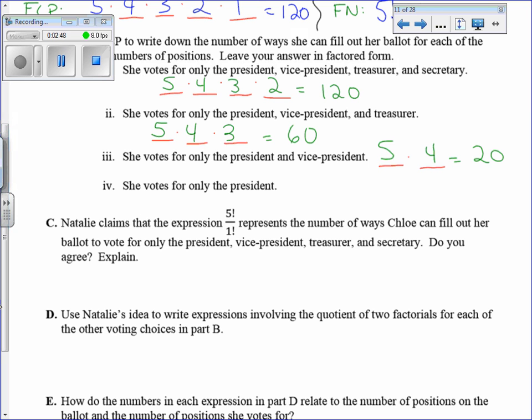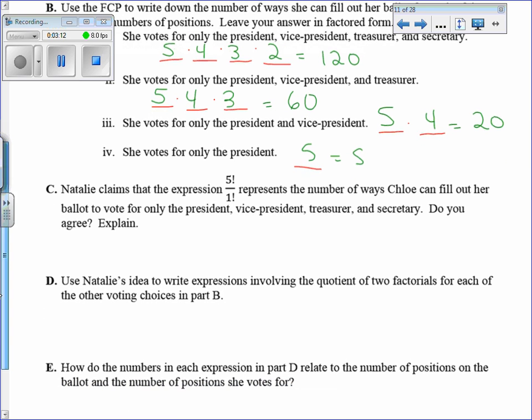And if she only votes for the president, there's 5 ways she can vote, right? So if she only votes for president, she's got 5 people she can pick from. If she votes for president, vice president, out of 5 people, there's 20 ways of having a president, vice president in 2 different positions. Any questions about that so far?